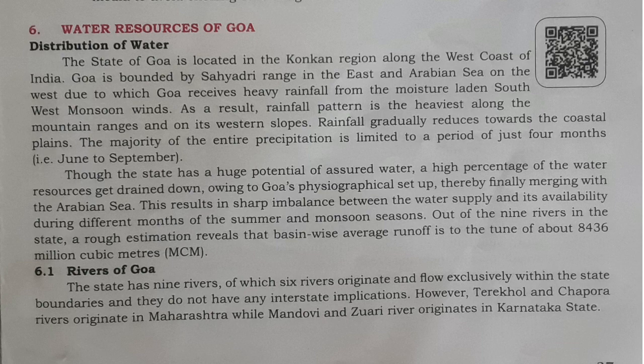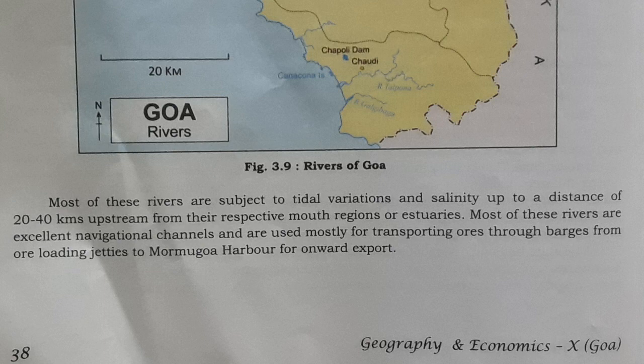Most of these rivers are subjected to tidal variations and salinity up to a distance of 20 to 40 km upstream from the respective mouth region. Most of these rivers are excellent navigational channels and are used to transport ore through barges and ore loading jetties to Mormugao harbor for onward export.